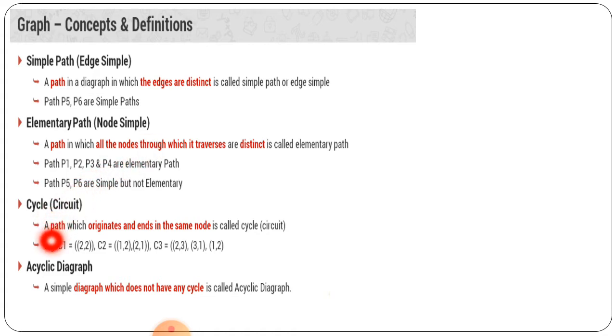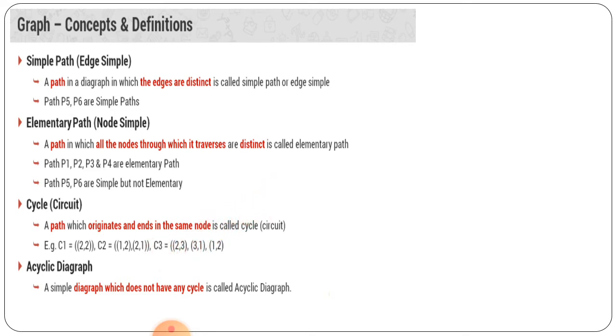Now the cycle: a path which originates and ends in the same node is called a cycle. So here we can see C1 is equal to 2 comma 2, that is a single loop. C2 is equal to 1 to 2 and 2 to 1, that is starting and ending at the same node.